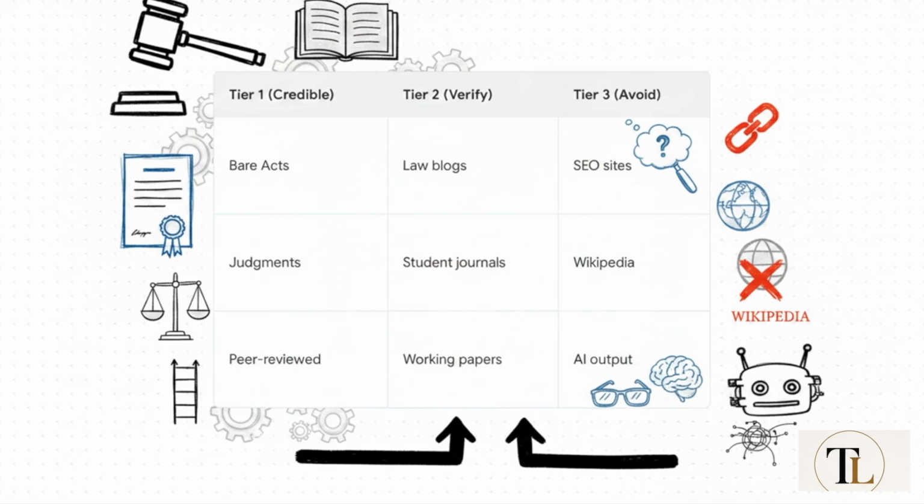And then there's Tier 3. Avoid these completely. We're talking random SEO listicles, uncited AI chatbot output, which will absolutely confidently hallucinate fake case names, and, of course, Wikipedia. Look, yes, you can secretly use Wikipedia as a starting point to wrap your head around a topic. We literally all do it, but never, ever cite it directly. Just scroll down to the footnotes and track down the primary source it's citing instead.